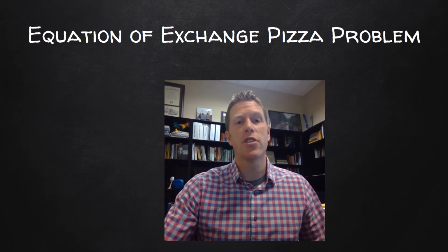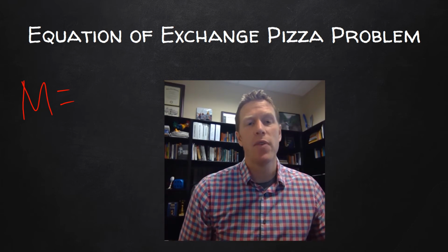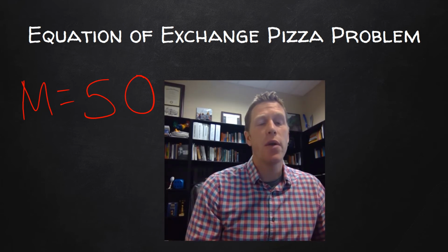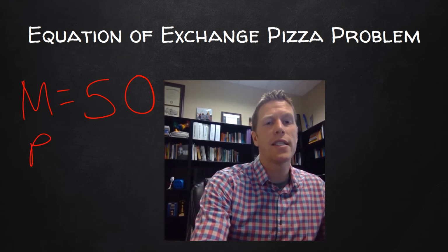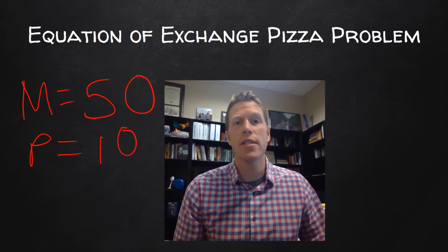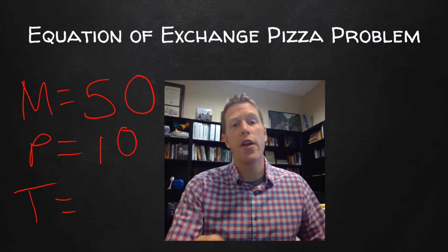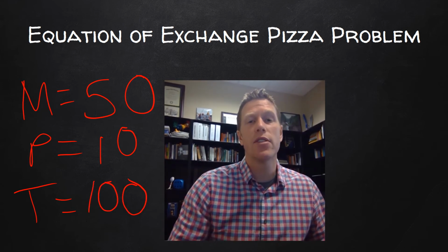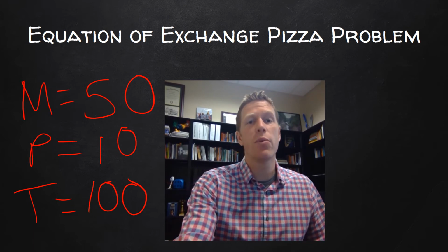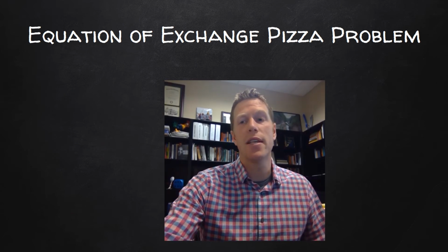So here is the answer to your equation of exchange pizza problem. We can start off by noting that M is the money supply. How much money was in this economy? We said there is $50 in this economy. Then we can ask, what was the price level? Every pizza sold for $10, so we're going to put 10 as our price level. And then we said that T, the number of transactions, was 100. There were 100 pizzas produced and sold in this economy. And then the question became, what's V then? And that's what we want to turn to next. What is V in this economy given that basic setup?